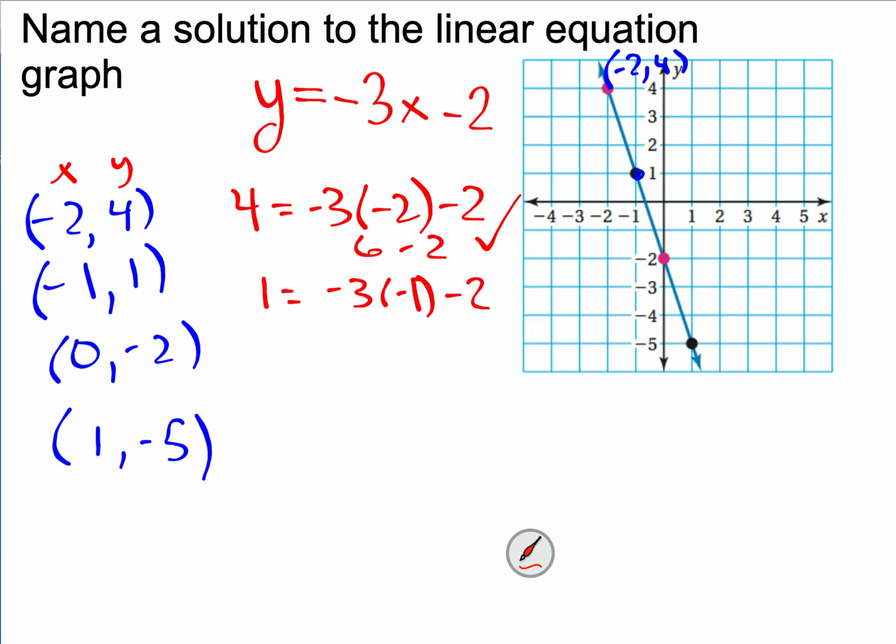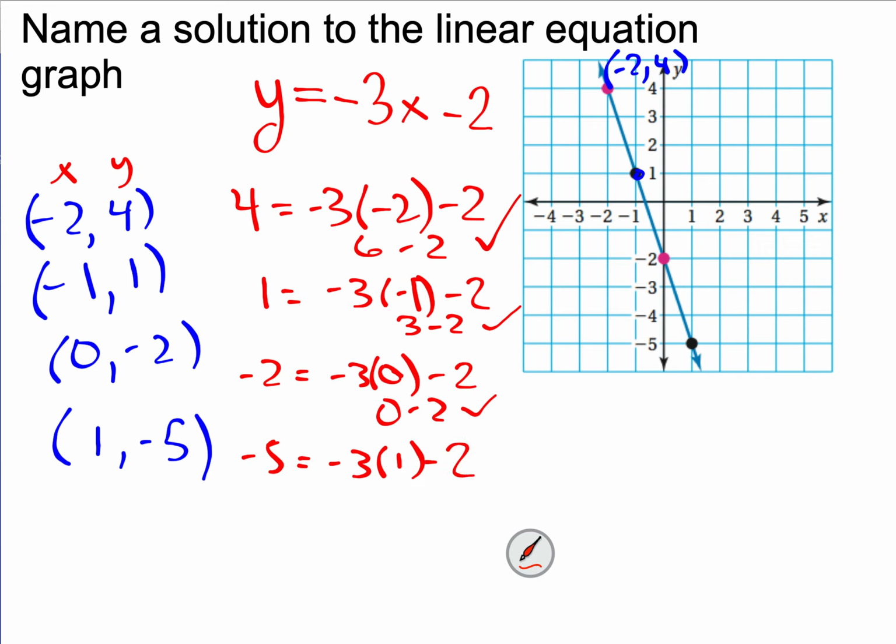This is negative 3 times negative 1, which is 3. 3 minus 2 is 1. That checks out. If we try negative 1, next one, negative 2 is negative 3 times 0 minus 2. This is just 0 minus 2, and that works out to be negative 2. Negative 5 should be negative 3 times 1 minus 2. That's negative 3 minus 2, which is negative 5. Every single point on that line is going to make this true.